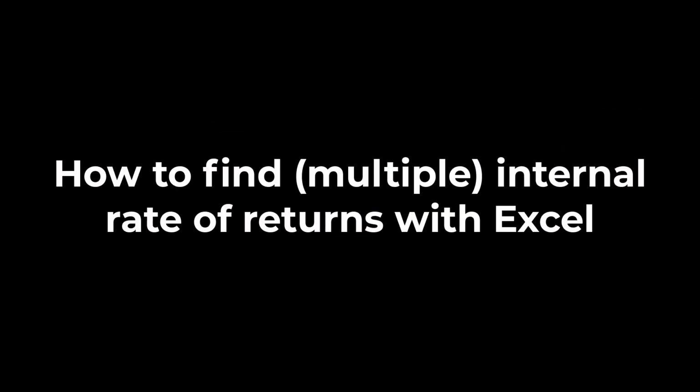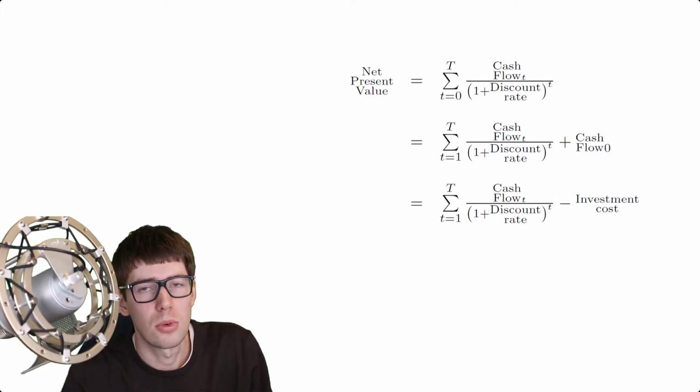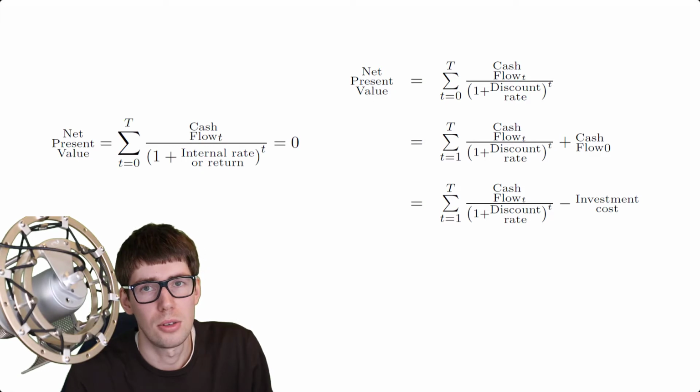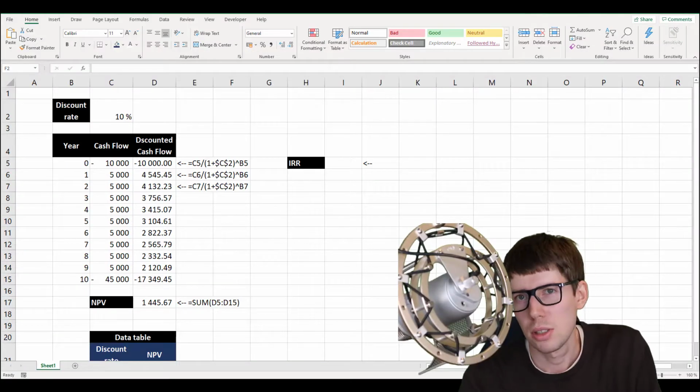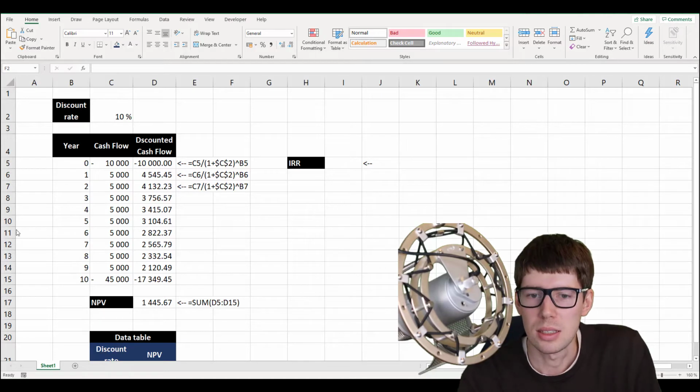How to find internal rate of return using Excel. This is the equation for net present value, and internal rate of return is just the discount rate which turns the net present value equal to 0. And that's all you need to know about the theory. So let's look at a very simple example here in Excel.